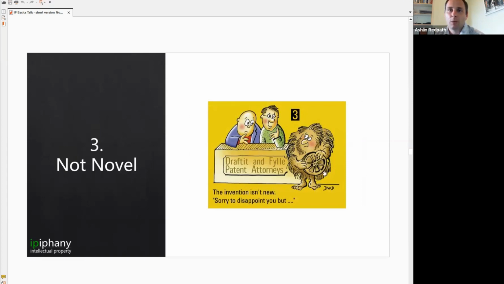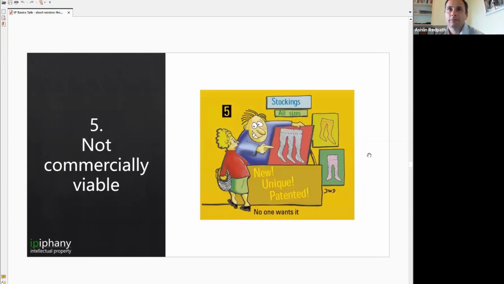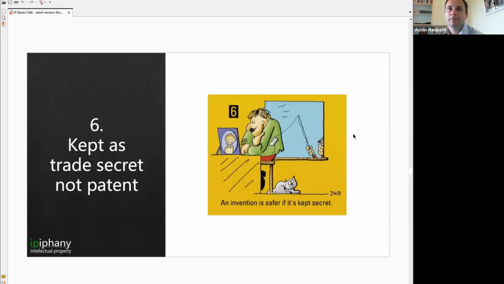It's important to work out whether your invention is new or not. There's no point going down the track if what you've got isn't new. Sometimes you invent something but you haven't really worked out, well, why has no one done this before? Maybe there's a reason. Maybe it doesn't work. And another key part, which is really a commercial aspect, but it's important that there's a market need for the product, for the invention. No point going down that road if no one's going to buy it.